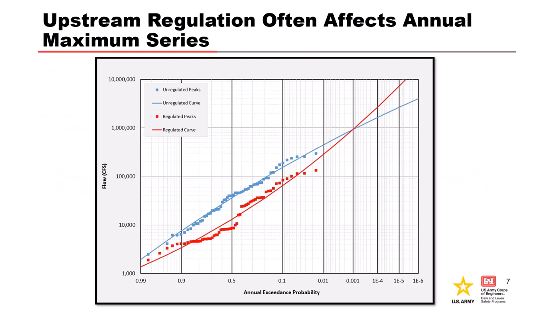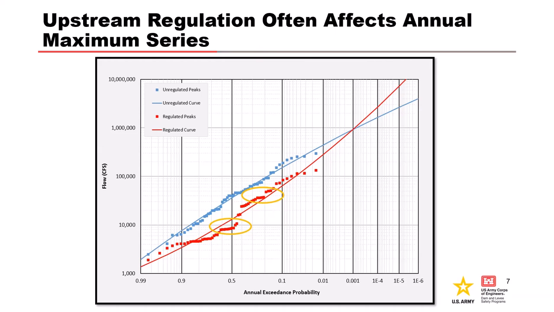The blue data points and the blue curve are the unregulated data for a specific reservoir. The red data points and the red curve are the regulated flows from the reservoir. You can see these flat spots here where they're trying to regulate to avoid something. Maybe they have a downstream flow constraint at about 9,000 CFS and they're trying to limit downstream discharges. Or maybe up here, this is important for some kind of flood control regulation.